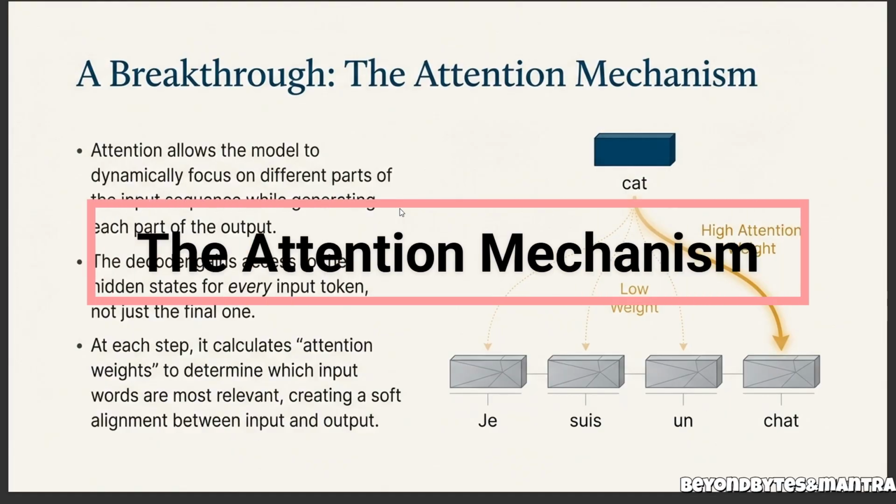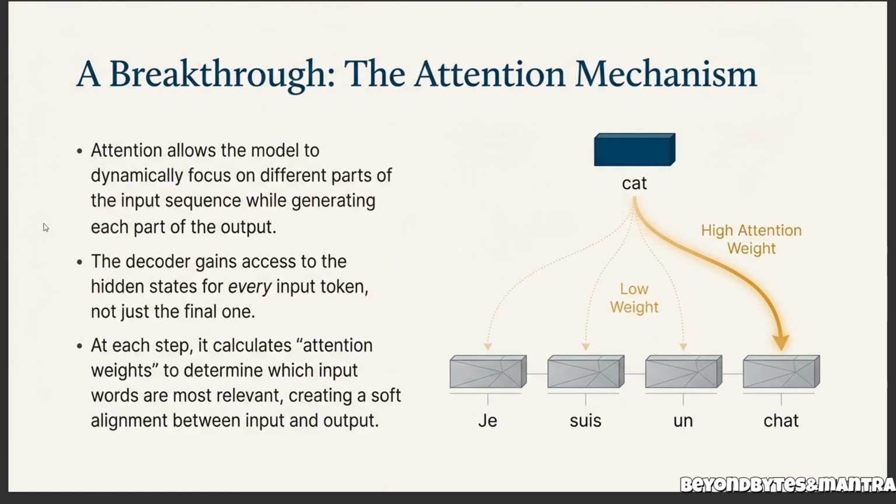And this is where the breakthrough happened. Attention changed the game. Instead of relying on one compressed state, the decoder could now peek at all encoder states. At each step, it calculated attention weights, deciding which word mattered the most. This created a soft alignment between input and output. The decoder could dynamically focus on the right words at the right time. Suddenly, translations became sharper, summaries more accurate, chatbots more coherent.